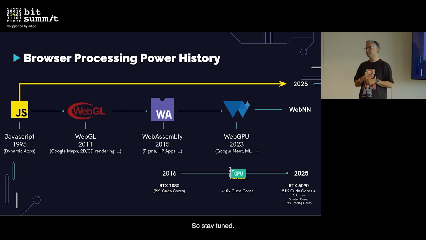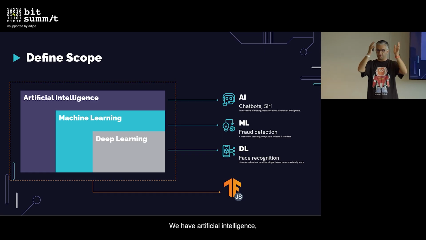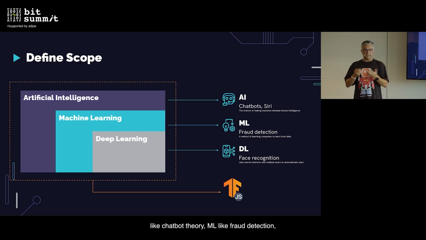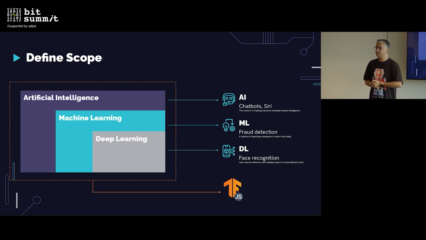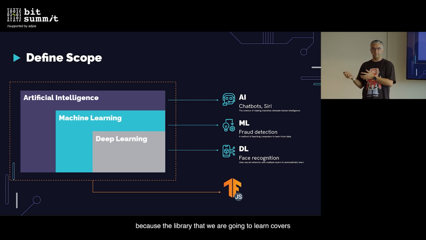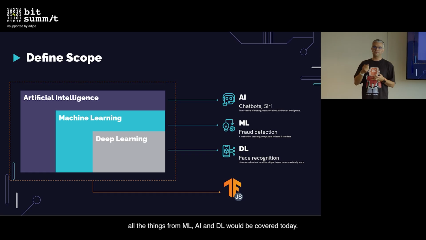So stay tuned. Let's define our scope. As you know, we have a lot of scopes there: artificial intelligence, machine learning, and deep learning. Artificial intelligence is like chatbots and Siri, ML is like fraud detection, and DL, deep learning, is like face detection, face recognition and detection. All of these are scopes that would be covered today, because the library that we are going to learn covers all these parts together. So no worries. Just imagine that everything from ML, AI, and DL would be covered today.